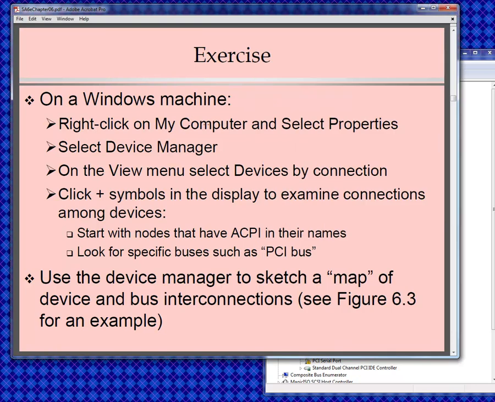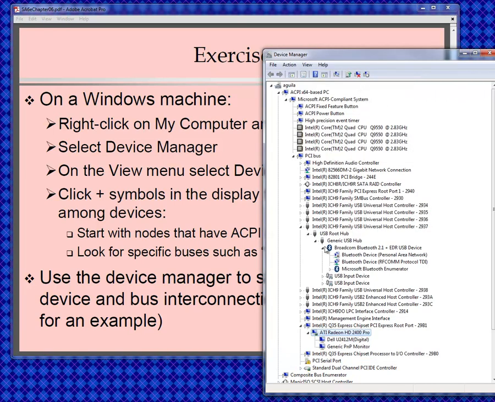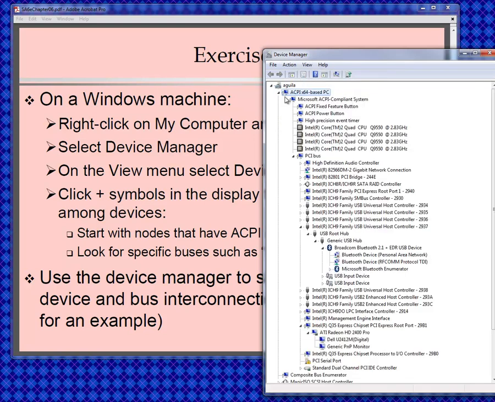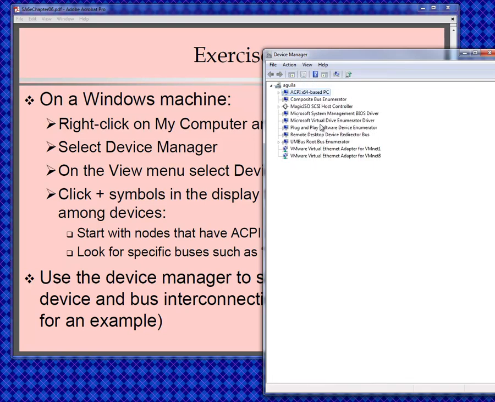So on a Windows machine, right-click on My Computer, select Properties, select Device Manager, click on the View menu, select Devices by Connection, and you will be looking at this. Let me undo some of these. So View, Devices by Connection will give you this basic view. My computer is called Aguila. Here are the primary device attachment points.